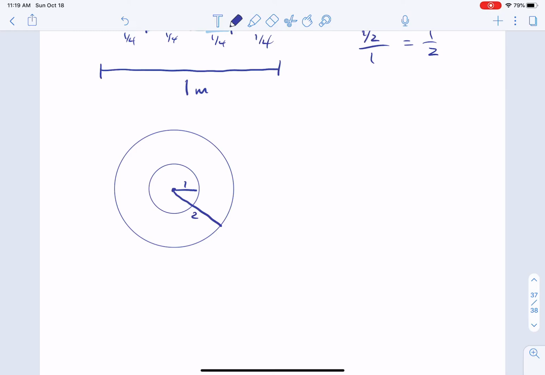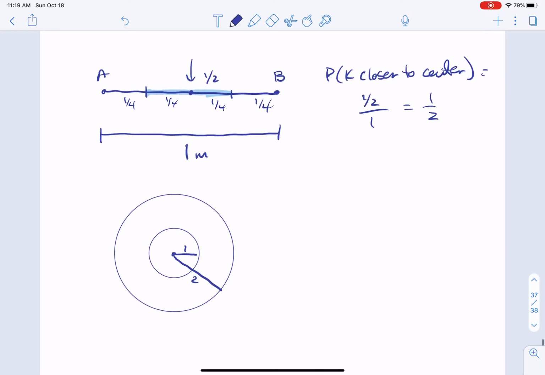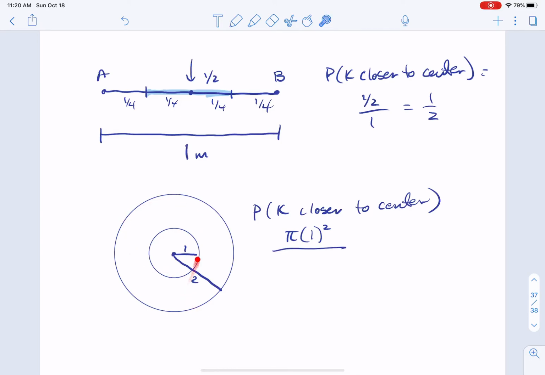So I'll repeat the same kind of geometric probability problem here, where I'm picking a point K, and it's closer to the center of the circle. Closer to the center is going to be anywhere within this inner circle. What's its area? I have to choose area because it's a two-dimensional figure and the point can be anywhere within that circle. So the probability on top should be pi times 1 squared. Then the total is anywhere within the whole big circle, which has a radius of 2, so pi times 2 squared. When I simplify, I get pi on the top and 4 pi on the bottom.